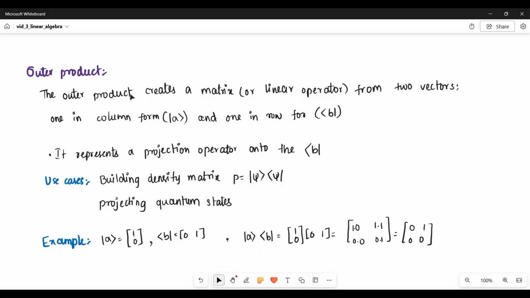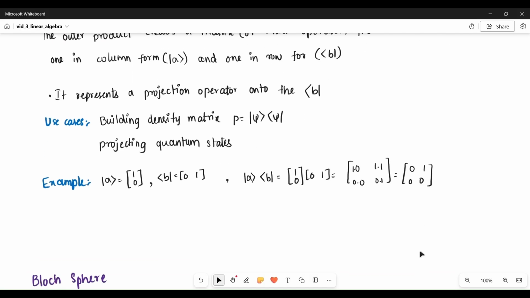Now the outer product. The outer product creates a matrix or linear operator from two vectors, one in column form and one in row form: first ket A and then bra B. It represents a projection operator onto B. Use cases include building density matrices and projecting quantum states. Let's say, for example, this is ket A and bra B. When we perform an outer product, we'll get a 4 by 4 matrix with these values.